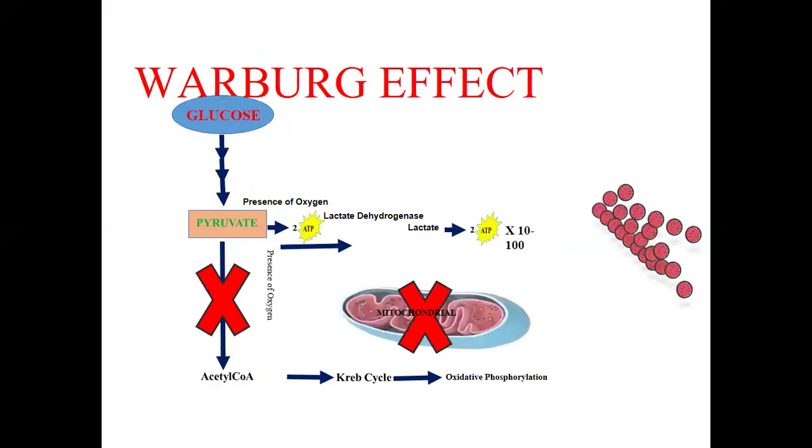Now, before we go on, it's important for us to note this phenomenon called the Warburg effect. Like we said, normally the glucose is supposed to be broken down to pyruvate, and the next thing is it should continue to acetyl-CoA, the electron transport chain, or oxidative phosphorylation, where some ATP will be produced.